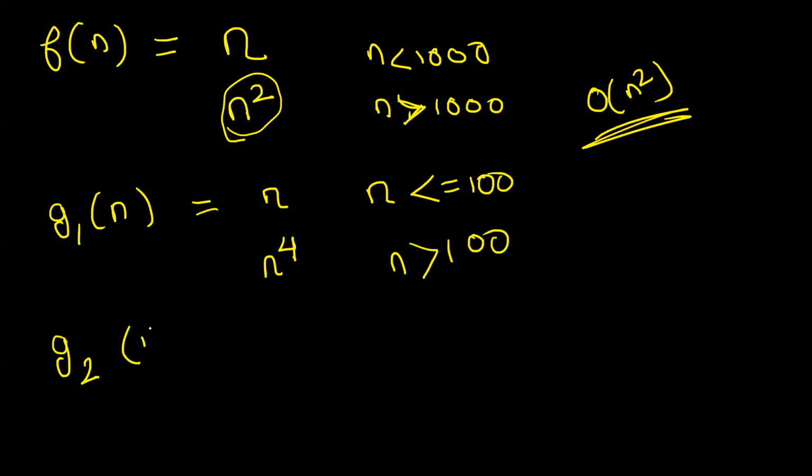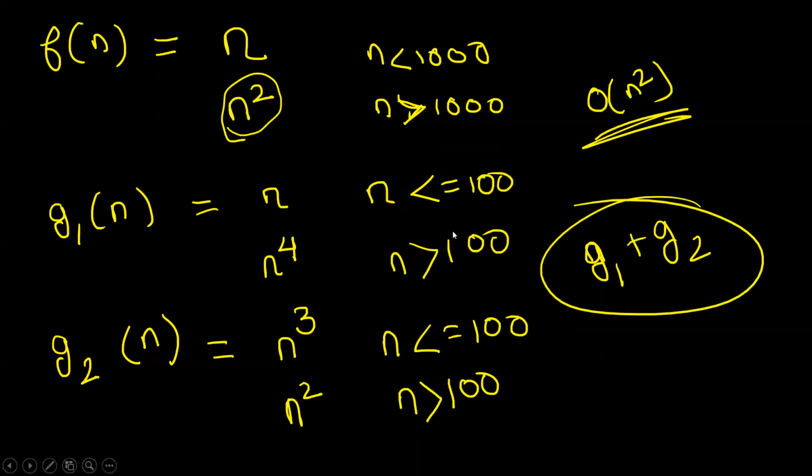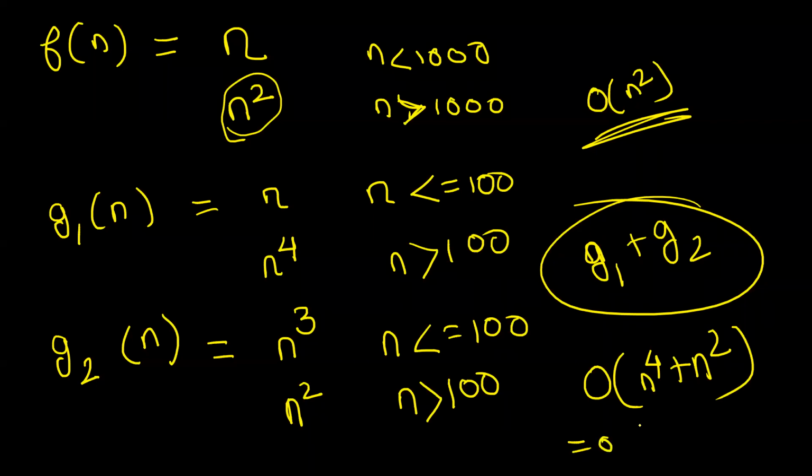Okay, and let's say g2 of n is another function which is running in n cube when n is less than equal to 100, and it is running in n square when n is greater than 100. Can you tell me the worst case runtime of g1 plus g2? Can anybody help me? Can I say g1 plus g2 is nothing but big O of n raised to 4 plus n square, which is nothing but big O of n raised to 4?